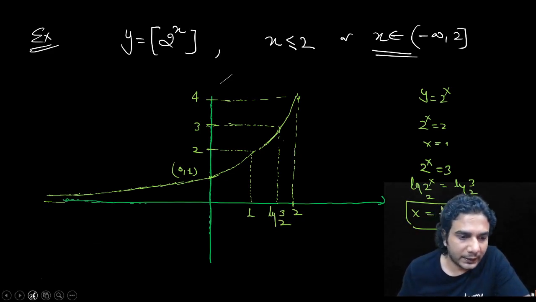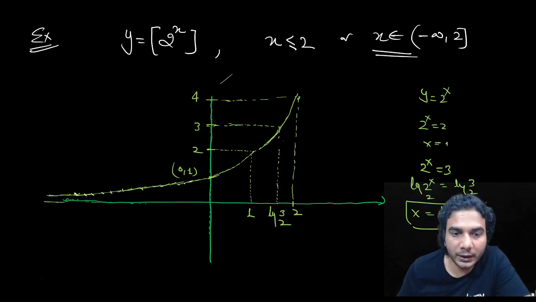Okay, now let's plot the greatest integer. This complete portion between minus infinity and 0 lies below 1. So the greatest integer of all this part is going to be 0. This part is going to be 0. So this white graph is the graph of the greatest integer of 2 raised to x. Okay, so this portion will become 0.